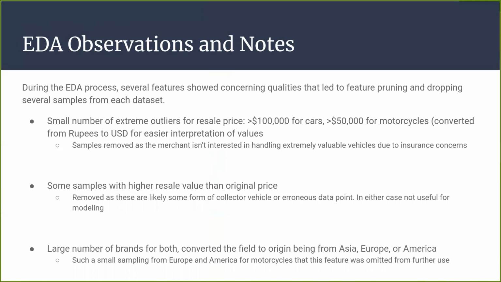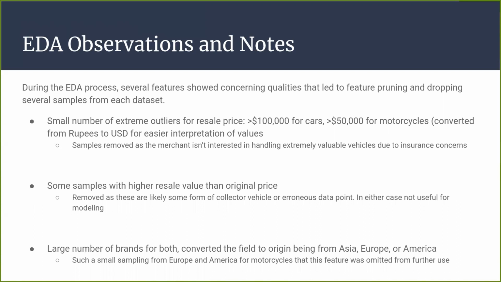Some notes from the EDA process: first off, we found some extreme outliers for our resale price. Cars over $100,000, motorcycles over $50,000. The raw values were in rupees. I've converted them to US dollars approximately, just to save us a little bit of time and interpretation. So these extreme values for the resale price, I went ahead and omitted from our analysis.